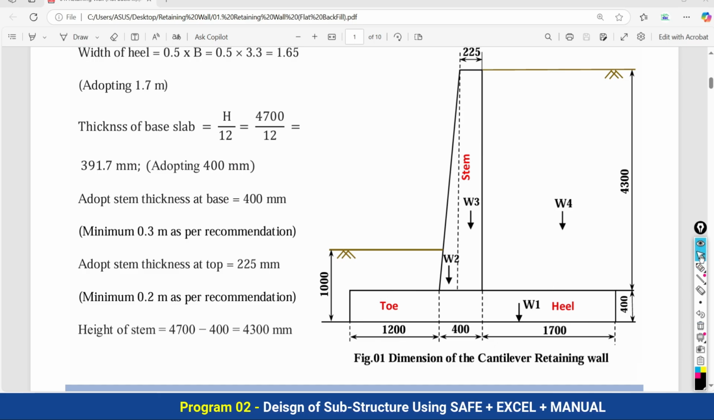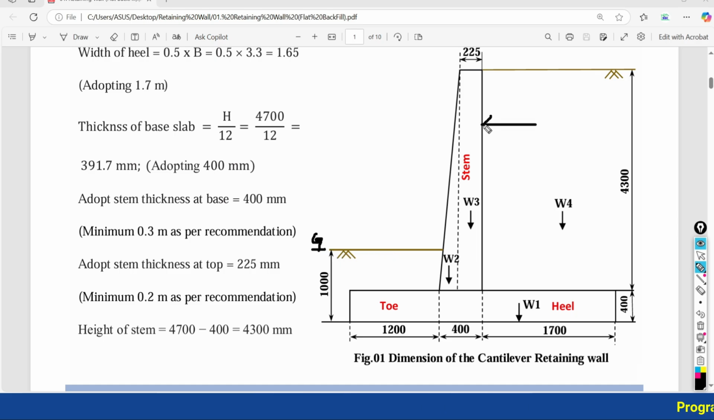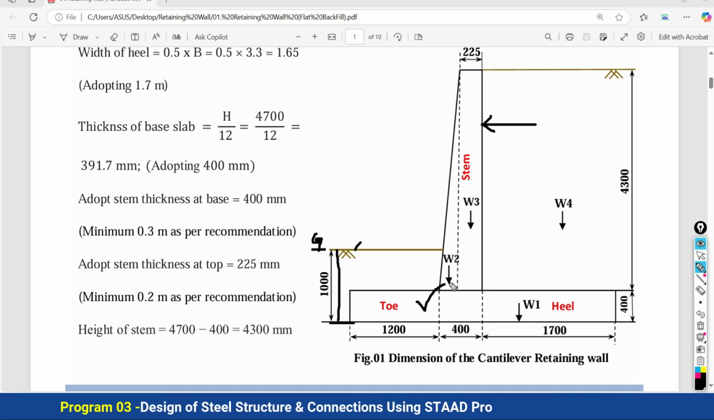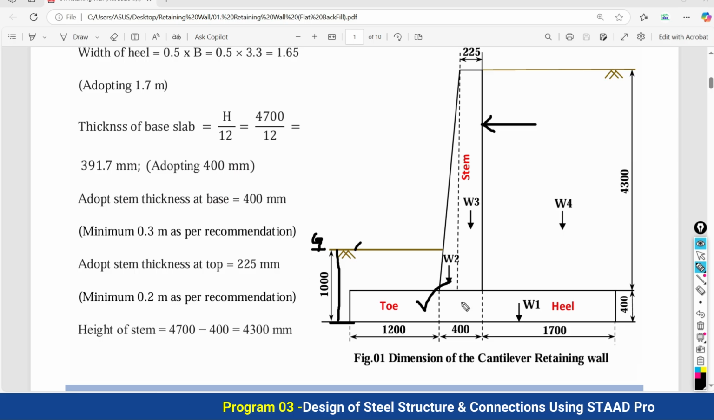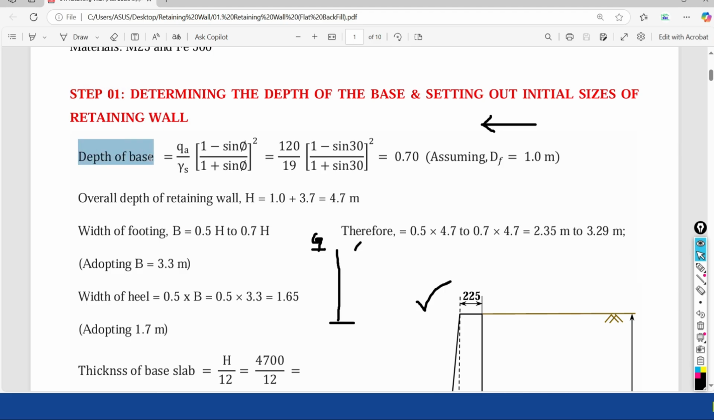So for this calculation, firstly, this is the ground level, the earth on this front side. This is the side of your backfill, this is the other side. On this other side there is ground. From this ground, at what depth the base slab of the retaining wall will be, that we need to calculate. So in the first step we are going to find out the depth of the base.